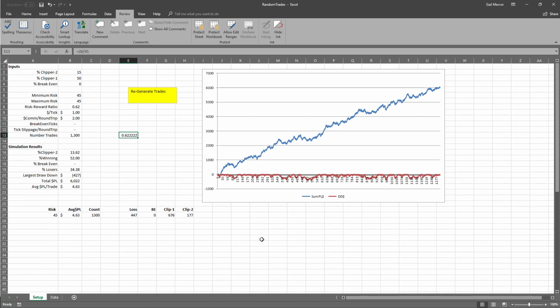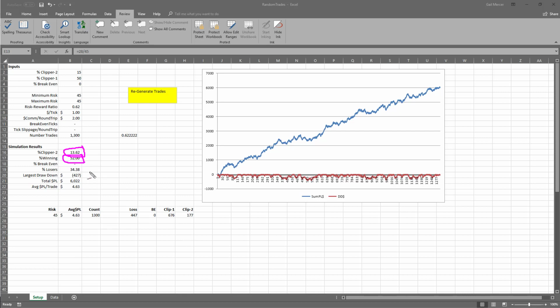Now, if you are able to achieve 50% winning ratio versus 15, then you can generate the trades. This is our targets up here. Now, in this graph, you can see that actually it's come up as 52 on the winning rate and 13.62 on the Clipper 2. Remember, Clipper 2 is allowing the trade to expire. That's the significance of that number.